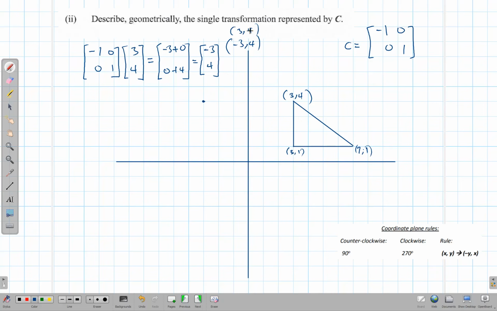So (3, 4) became (-3, 4). (3, 1) would become (-3, 1). And (7, 1) would become (-7, 1). So 3, 4, 5, 6, 7. And this is what it's going to do to it.